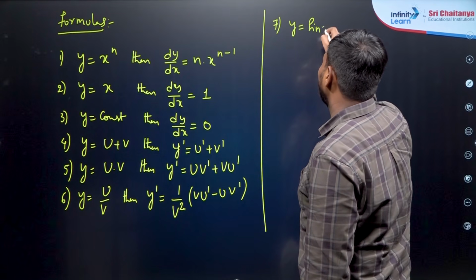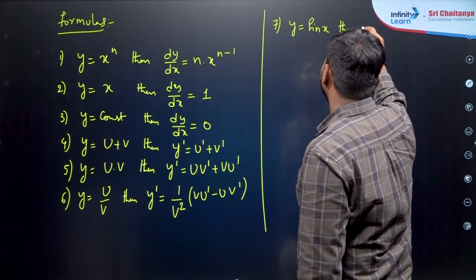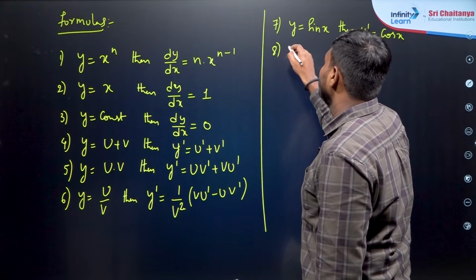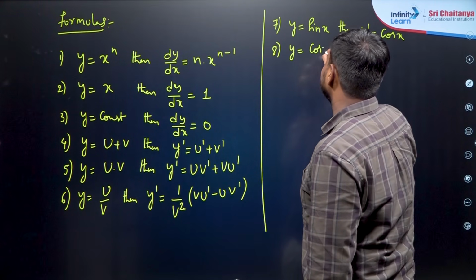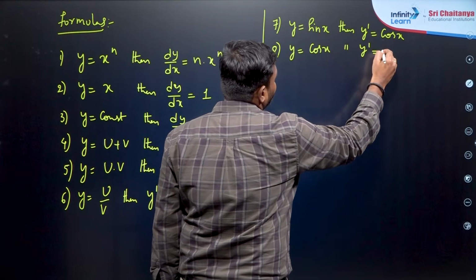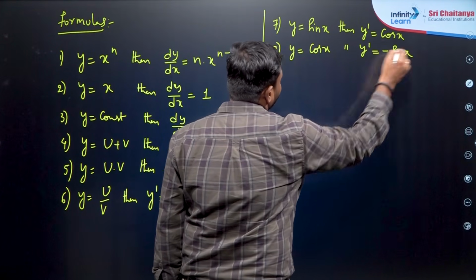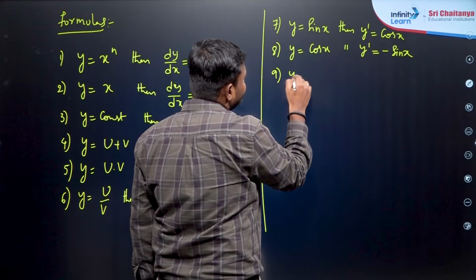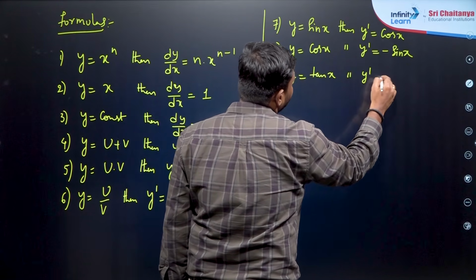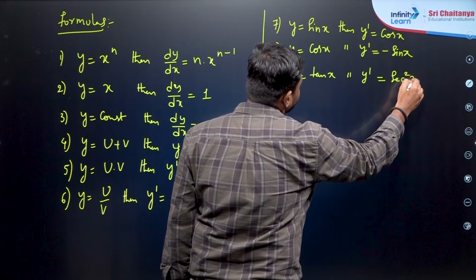Next, trigonometry. So if y is equal to sin x, then what is the derivative, sir? Cos x. If y is equal to cos x, what is the derivative? Minus sin x. Correct, sir. Good. Next, y is equal to tan x, then its derivative will be secant square x.